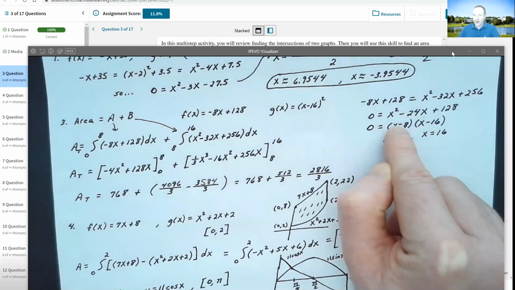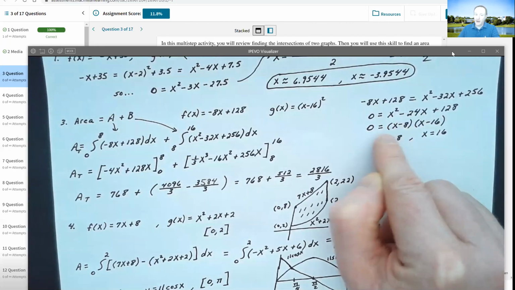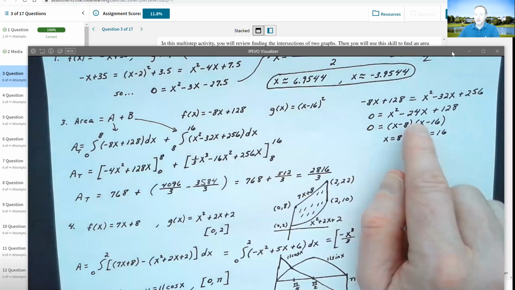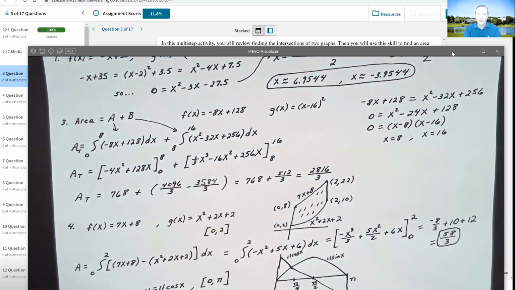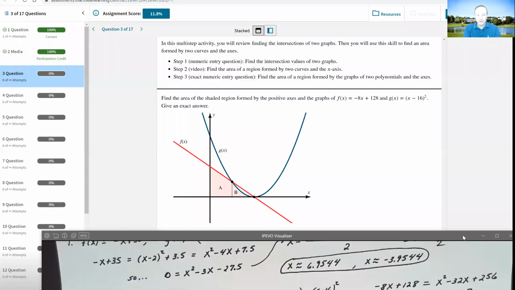So now it factors to this, and then I can say, well, then I know that these two functions are equal to one another at x equals 8 and at x equals 16. Now, you can see that in your picture. Here's the x equals 8. Here's the x equals 16. X equals 8 is the end of region A, where f of x is your top curve. And then x equals 8 to x equals 16, all in that region, you have g of x as your top function and the x-axis as your bottom function.